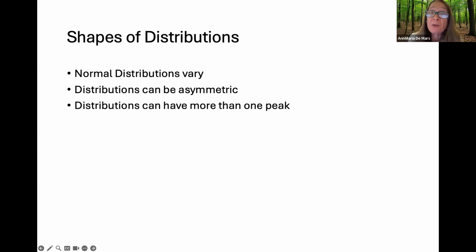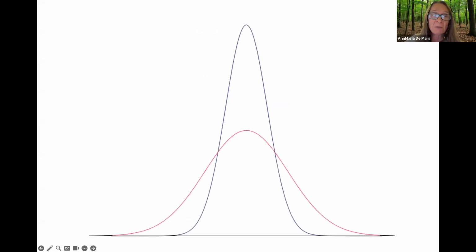Distributions have different shapes. They don't all look like the normal distribution. For example, the normal distribution is higher in the middle compared to its two tails. Not all distributions are like that. There's even variations among the distributions that we call normal. And then distributions that are not normal can be asymmetric. They can have more than one peak. Let's take a look at a few.